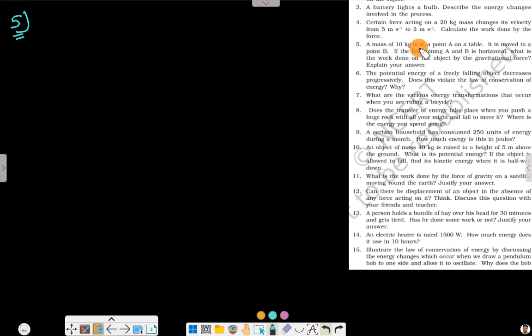A mass of 10 kg is at a point A on a table. Suppose this is the table and this is point A and this is the 10 kg mass. It moved to a point B, if the line joining A and B is horizontal. It moved to this point B, okay, and the line is horizontal.